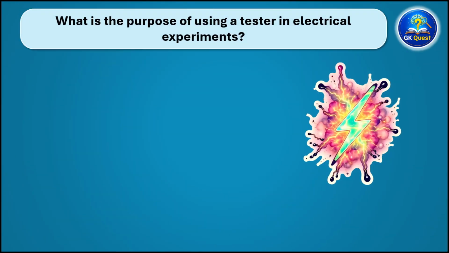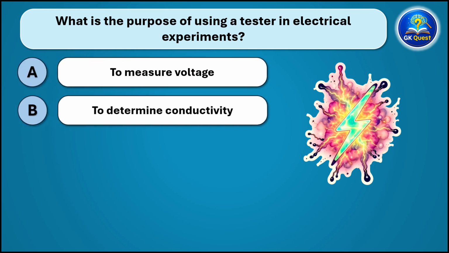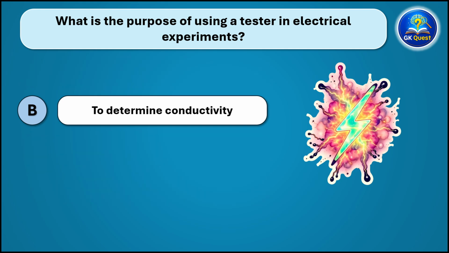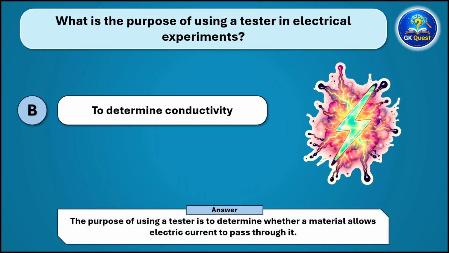What is the purpose of using a tester in electrical experiments? And the correct answer is the purpose of using a tester is to determine whether a material allows electric current to pass through it.